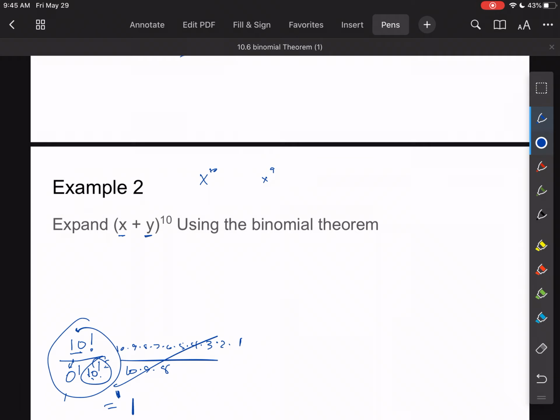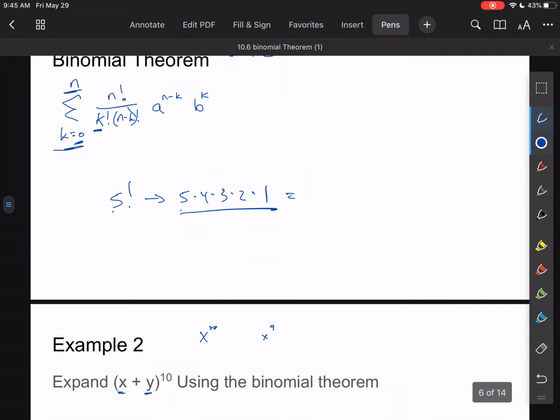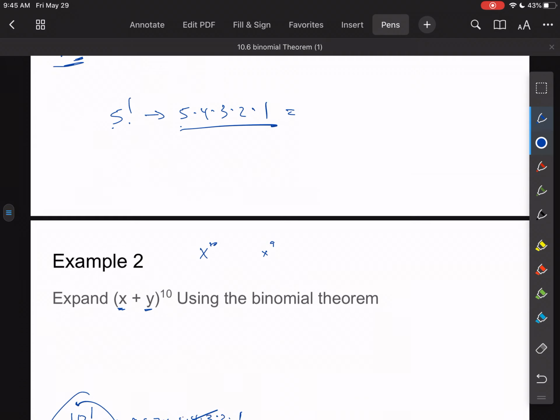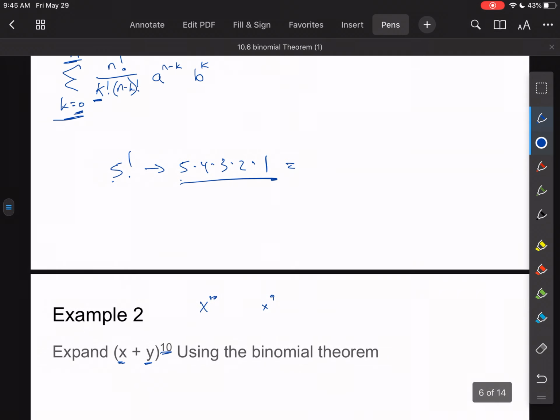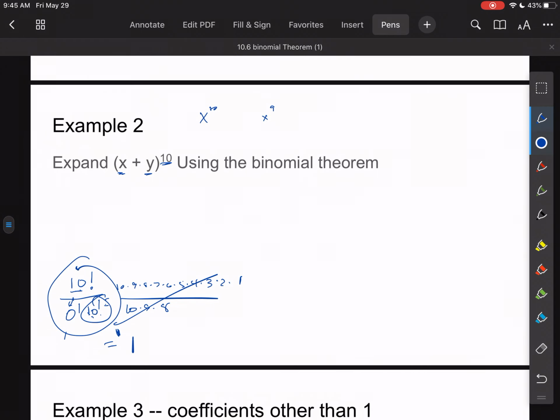Then, to find what power we have for x, which we already know the pattern, the x power is just the total amount of powers, which is n, minus the k value that we're on. We're on 0 right now. So I take the first variable to the 10th power, and the second variable to the 0th power. But that's just equal to 1, so I don't include it. My first term is just x to the 10th.